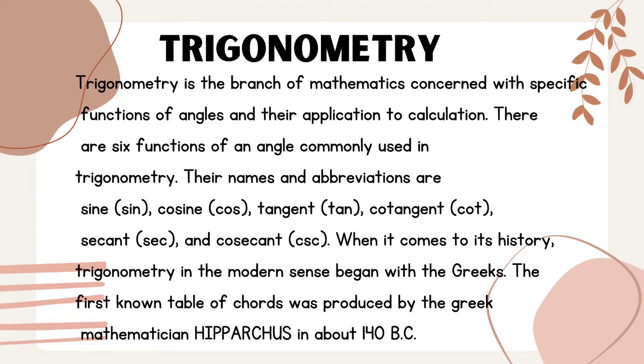There are 6 functions of an angle commonly used in trigonometry. Their names and abbreviations are sine, sin; cosine, cos; tangent, tan; cotangent, cot; secant, sec; and cosecant, csc. When it comes to its history, trigonometry in the modern sense began with the Greeks. The first known table of chords was produced by the Greek mathematician Hipparchus in about 140 BC.